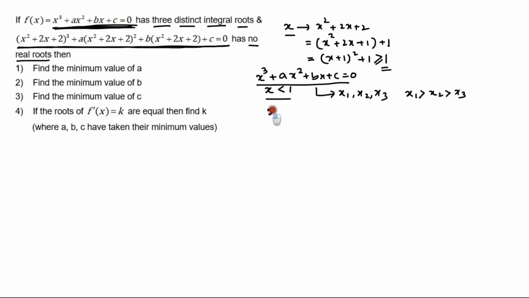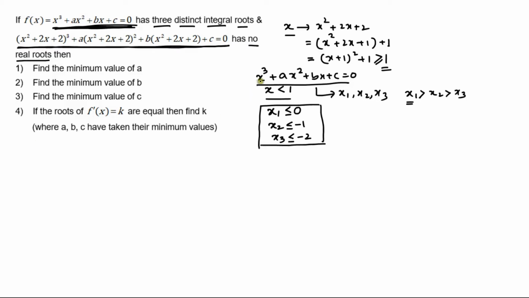Therefore, the root x1 will be less than or equal to 0 as it takes integral values. So, less than 1 means the first integral value that x1 can take, because x1 is the bigger root or the larger root, is less than or equal to 0. x2 can be any value less than or equal to minus 1, again all integral values. As well, x3 will be less than or equal to minus 2. Is it clear? Hence, the integral values of x1, x2, x3 can be less than or equal to 0, minus 1 and minus 2 respectively.